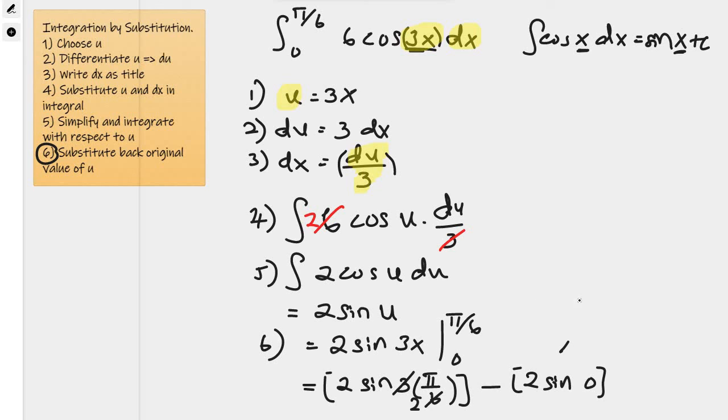So the answer, I just write over here. I get 2 sin pi over 2. Sin pi over 2 is equal to 1. Sin 0 is equal to 0, so it's just minus 0. Therefore, the final answer is equal to 2.